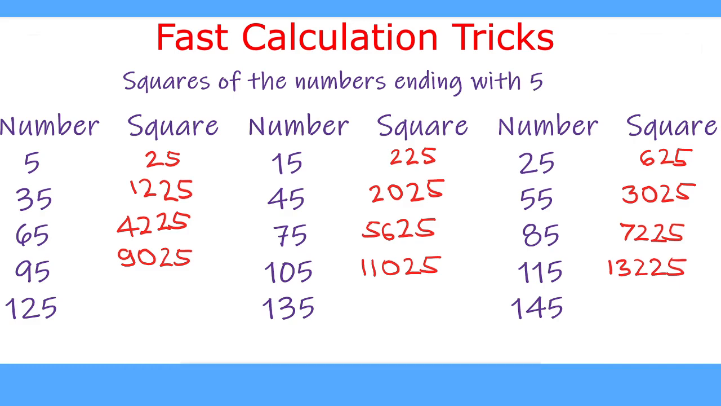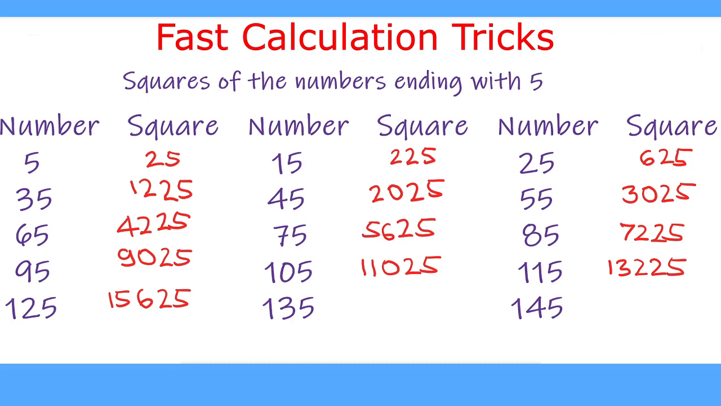Now square of 125. After leaving 5, the number is 12. 12 multiplied by next higher number, which is 13. 12 times 13 is 156. And after 156, we have to write 25. So square of 125 is 15,625.